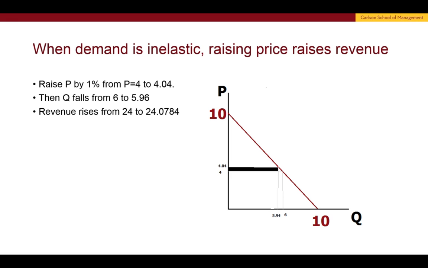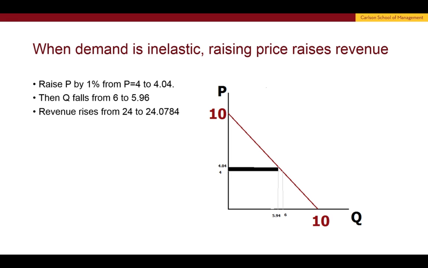Let's alternatively think about starting from a place where demand is inelastic and raising the price. And what we'll see is that when demand is inelastic, raising the price raises revenue. So let's consider a price of 4. If we were to raise the price by 1%, price would go from 4 to 4.04. But then moving along the demand curve, quantity would fall from 6 to 5.96.